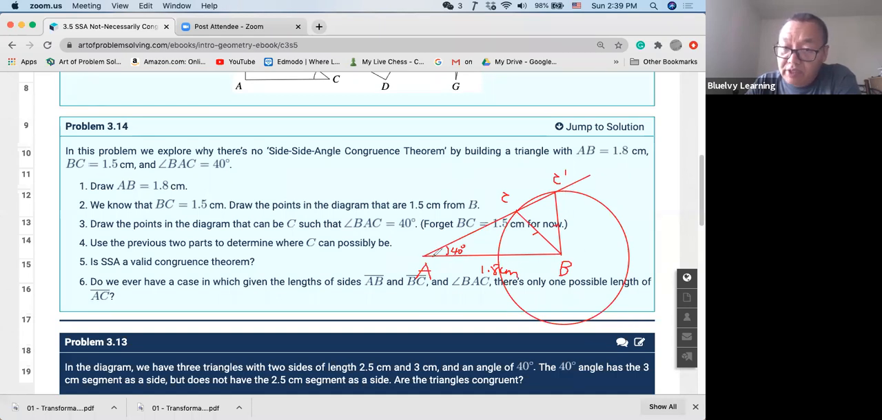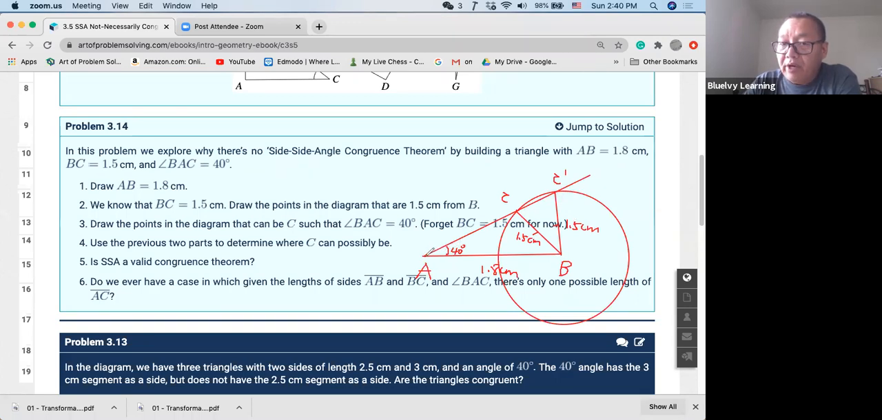In these two triangles, AB, this side, equals 1.8, right? And BC and BC prime both equal 1.5 centimeters, because these two segments are both radii of this circle B. So BC equals BC prime equals 1.5. And because C and C prime are both on this line AC, this angle equals 40 degrees.